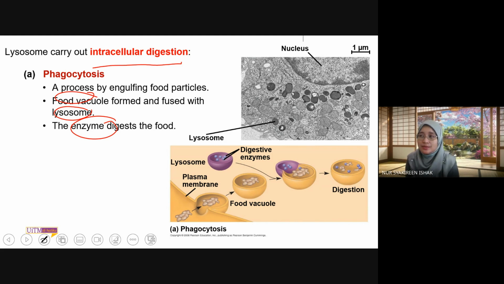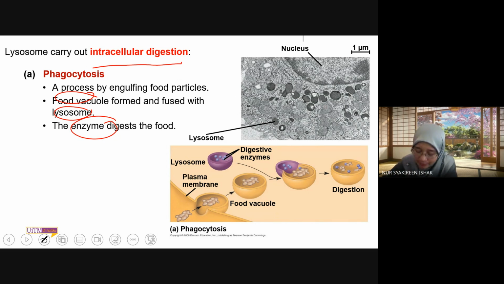Okay, white blood cells or protease will engulf the food outside, or if it's a white blood cell, the pathogen, into the cell. So for example, we are focusing on white blood cells. The function of white blood cells is to engulf pathogens. Engulfing the pathogen, which is considered as food right now. So the process is phagocytosis.